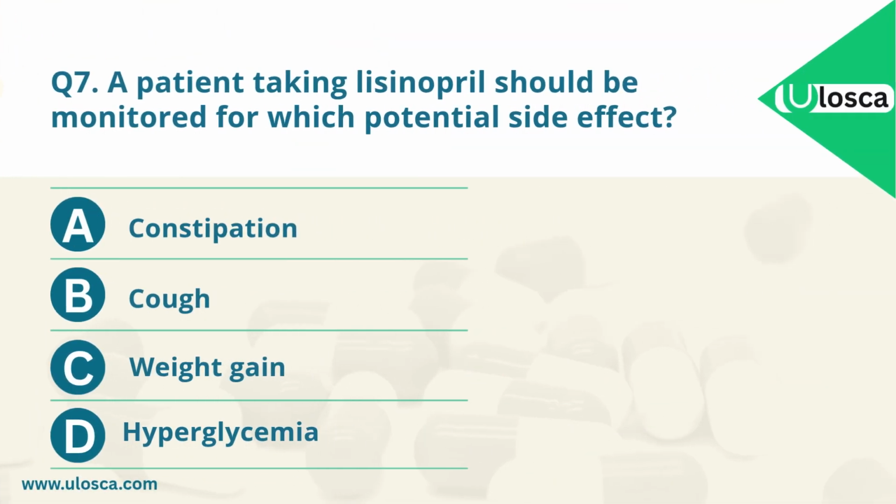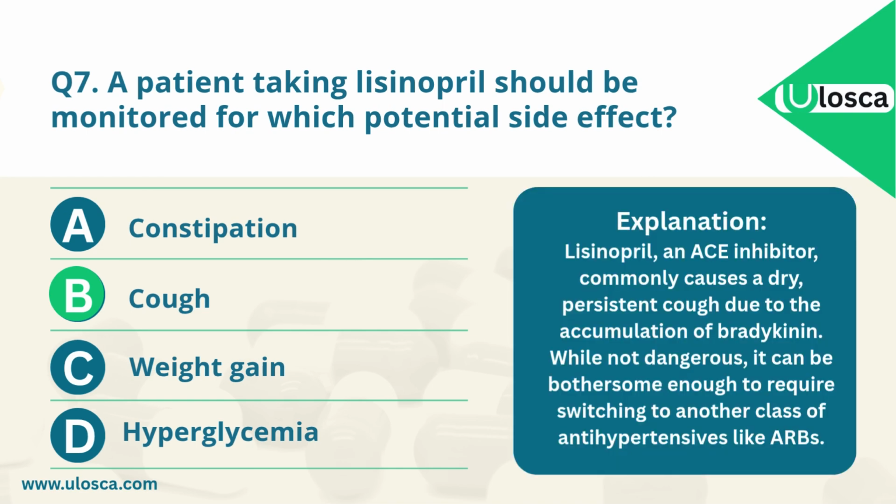The correct answer is B. Cough. Explanation: lisinopril, an ACE inhibitor, commonly causes a dry, persistent cough due to the accumulation of bradykinin. While not dangerous, it can be bothersome enough to require switching to another class of antihypertensives like ARBs.